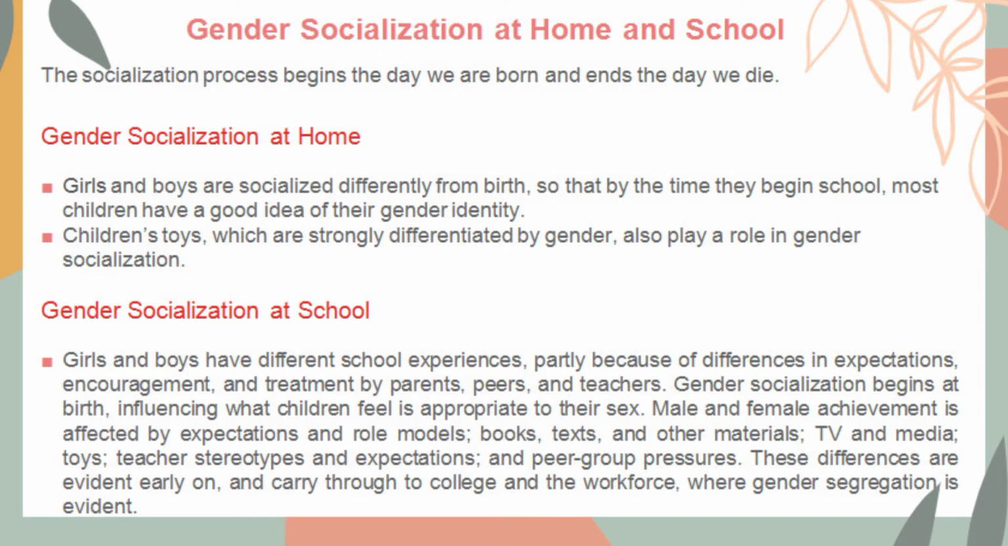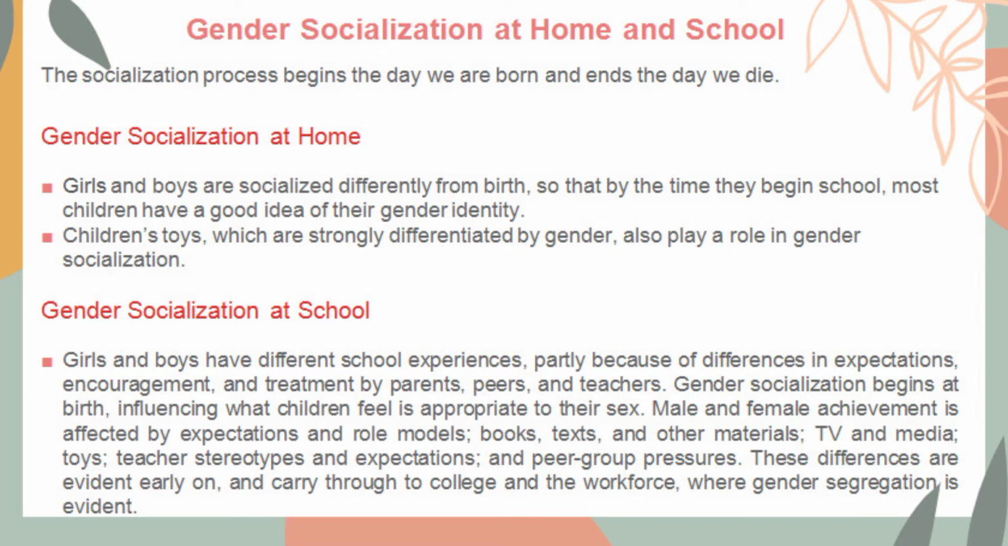Girls and boys have different school experiences, partly because of differences in expectation, encouragement, and treatment by parents, peers, and teachers. Gender socialization begins at birth, influencing what children feel is appropriate to their sex. Male and female achievement is affected by expectations and role models, for example, books, texts, and other materials, TV and media, toys, teacher stereotypes and expectations, and peer group pressures.